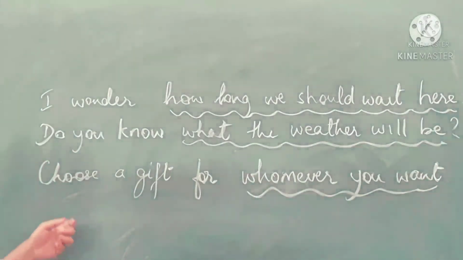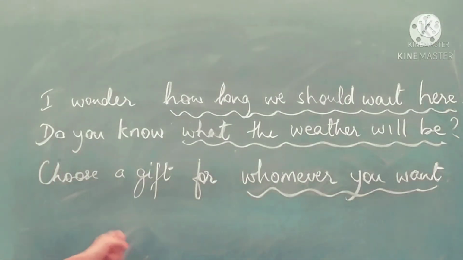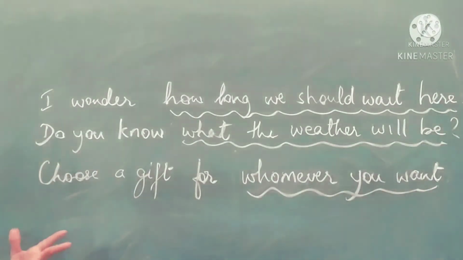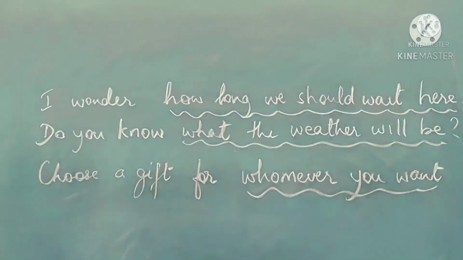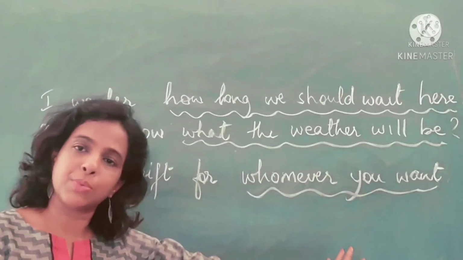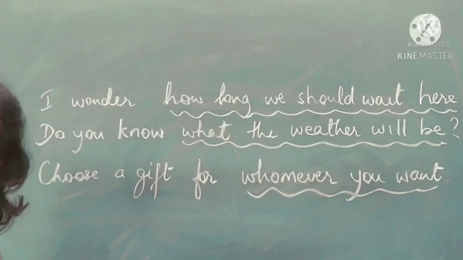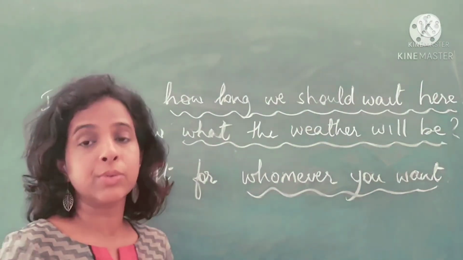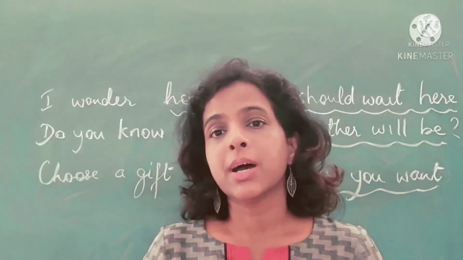In the third one, choose a gift for whomever you want. Now choose a gift for what is not answering the question. So it is a who. Choose a gift for who? Whoever you want. Whomever you want. It's answering the question who. So this actually tells you how to identify a noun clause.